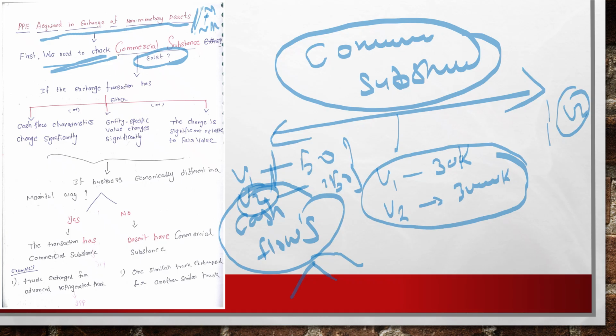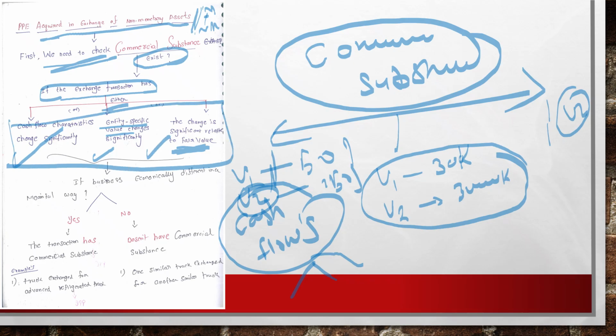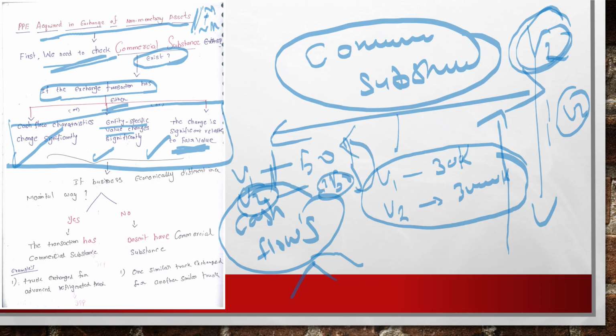Say suppose what commercial substance means: if that particular transaction changes either the significant cash flows, or the entity's specific value, or the fair value. Change means either increase or decrease. In the reverse case, for the vehicle two guy, this is changing too. His cash flows decrease from 150 to 50, his customers from 300k to 30k, and the fair value from 200 crores to 10 crores.